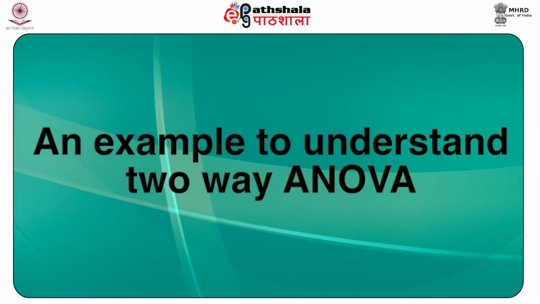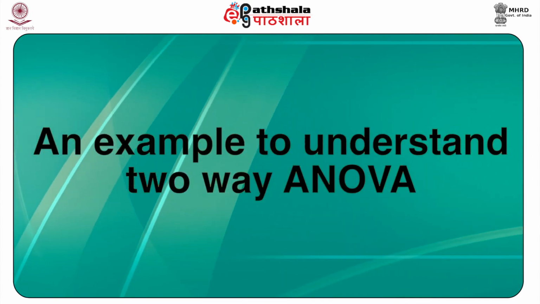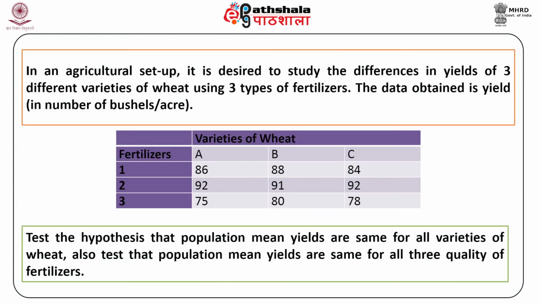We have an example to understand this two-way ANOVA, which is again a similar example in an agricultural setup. Suppose it is desired to study the differences in the yields of three different varieties of wheat using three types of fertilizers. The data obtained is put in a tabular form as follows, in terms of number of bushels per acre. And so we have the varieties of wheat A, B, C and fertilizers 1, 2, 3.